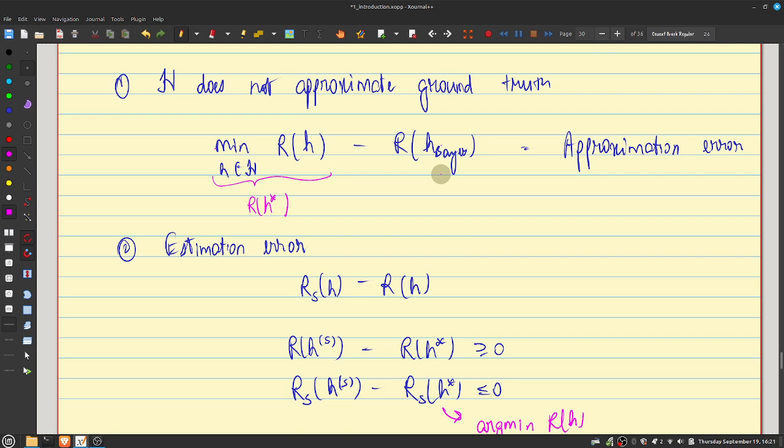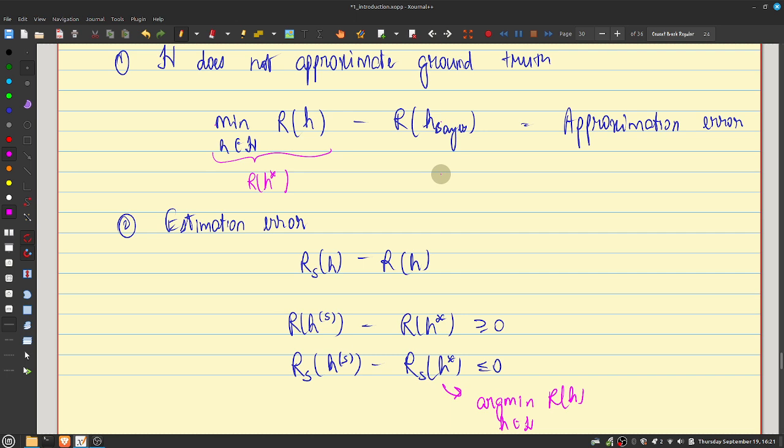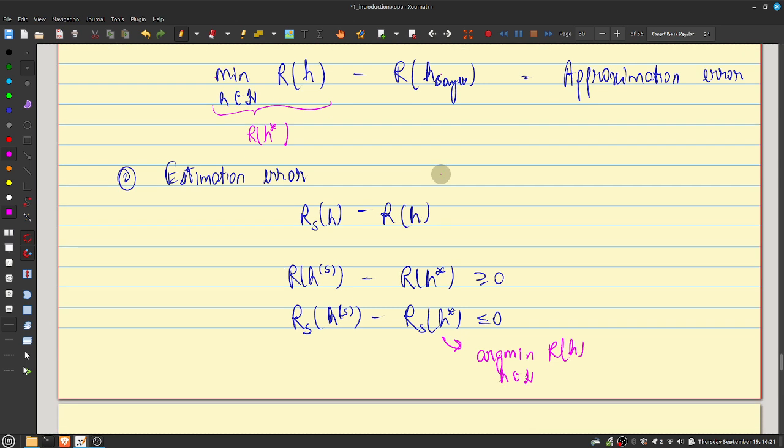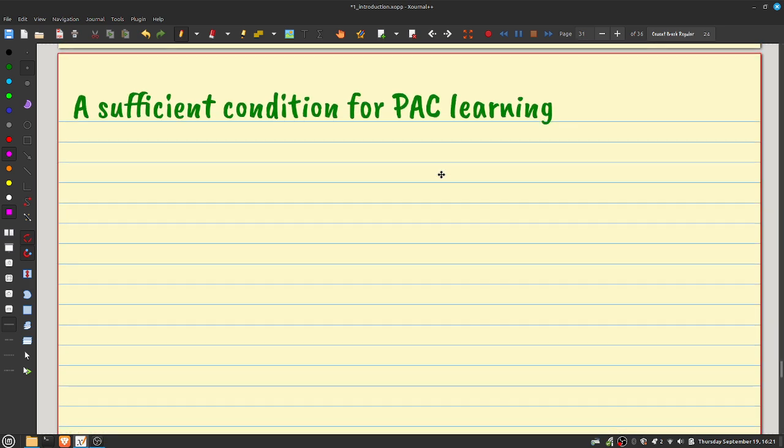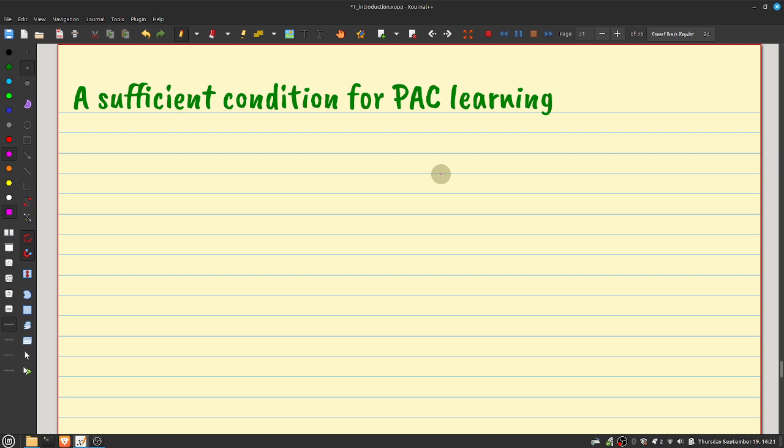Okay, and then we saw these notions of the approximation error, which is how well your hypothesis class approximates the ground truth, and the estimation error, which is how well, let us say, something like ERM approximates the best possible achievable within your hypothesis class. All right. So now we'd like to understand two different things. When is it possible to do PAC learning, and when is it not possible to do PAC learning? So first we'll see a sufficient condition for PAC learning using the ideas we've seen so far.